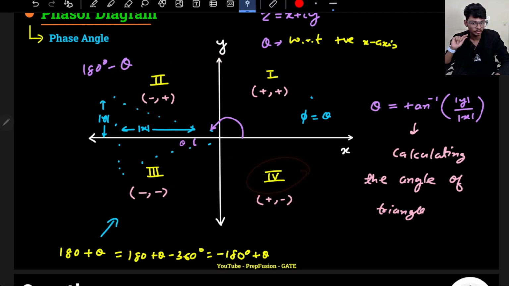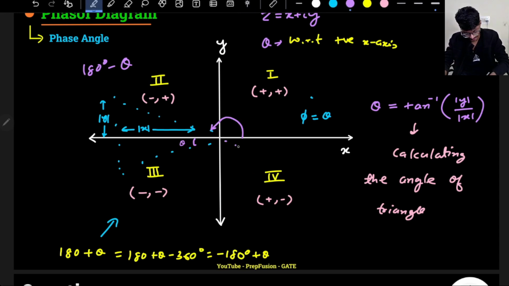What about the fourth one? The fourth one is the easier one. Basically, again there is an imaginary triangle, and this is my base and this is my height, correct? In the imaginary triangle, the angle is going in the clockwise direction from the positive x-axis.